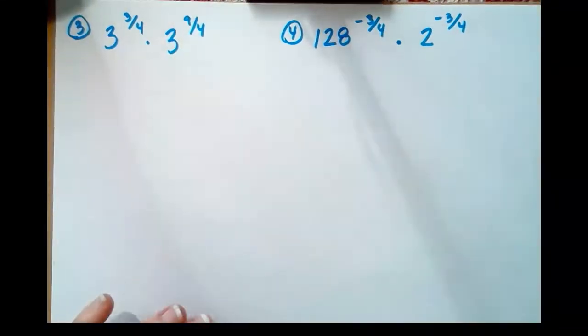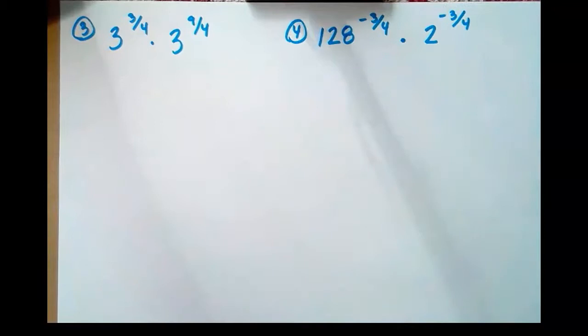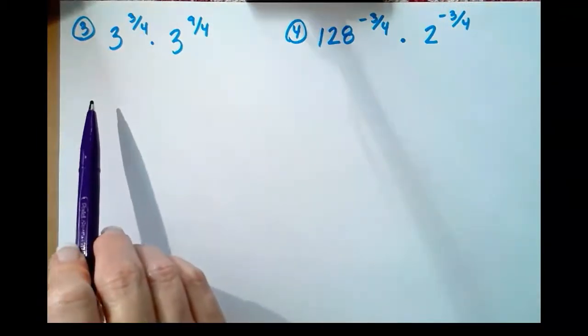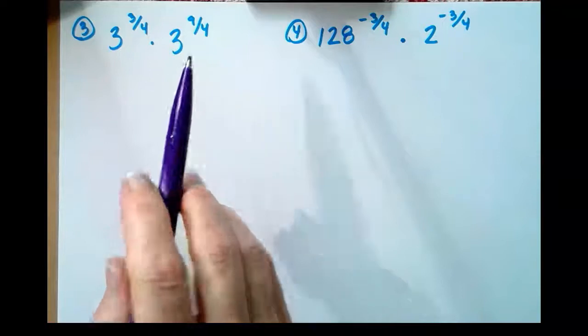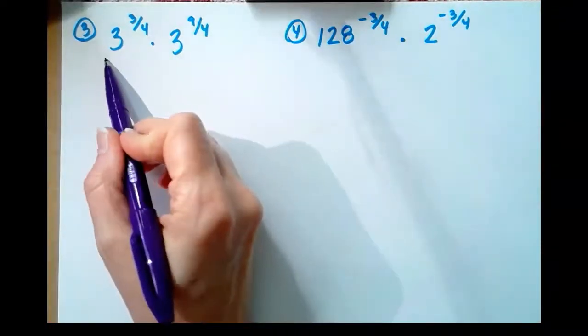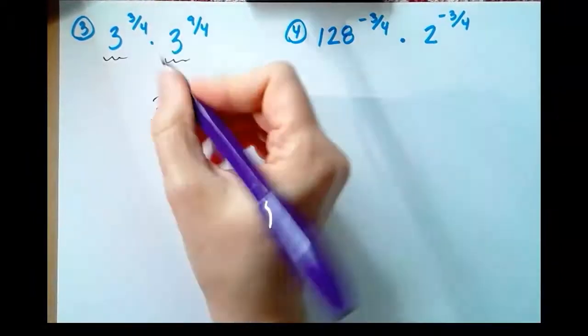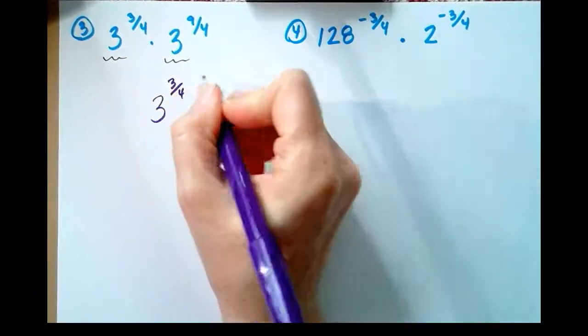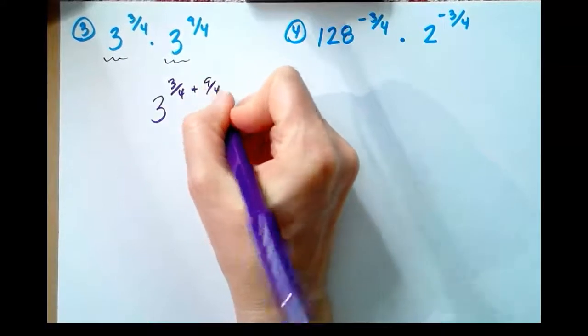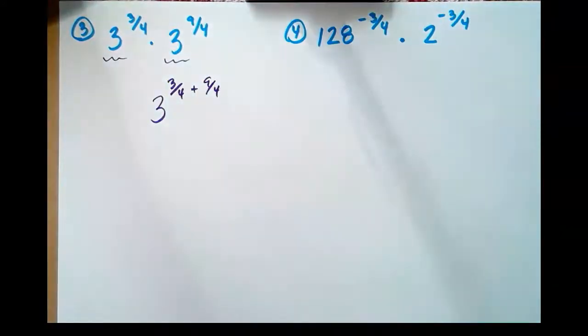Next, last two problems. If we have 3 to the 3/4 times 3 to the 9/4, this one's really simple. We've got like bases already. Keep that 3, add those exponents, 3/4 plus 9/4. We've already got a common denominator of 4.